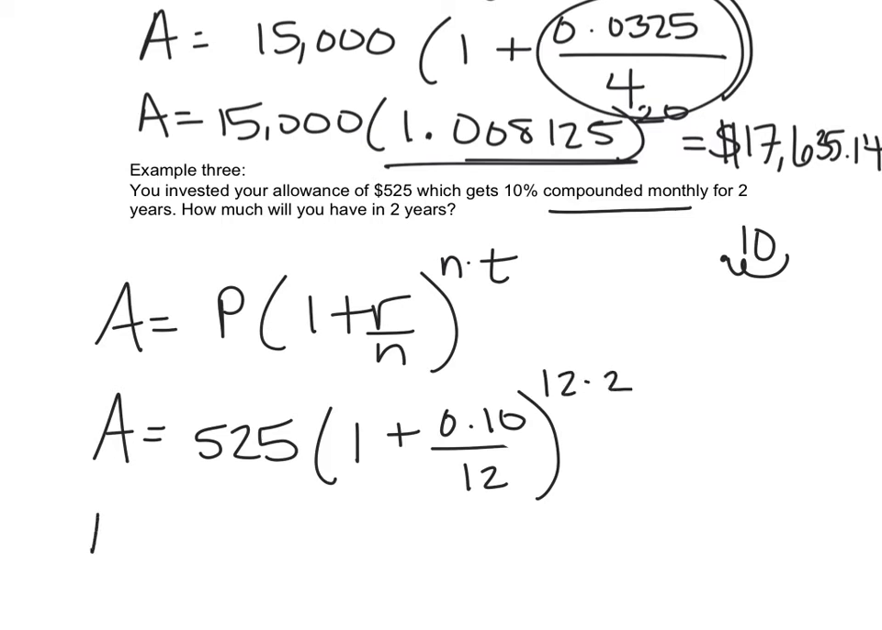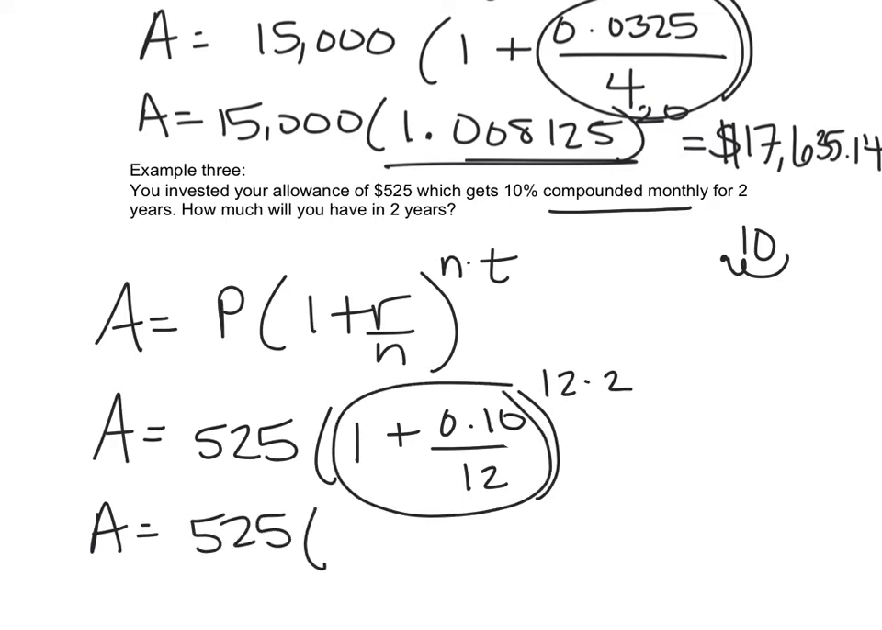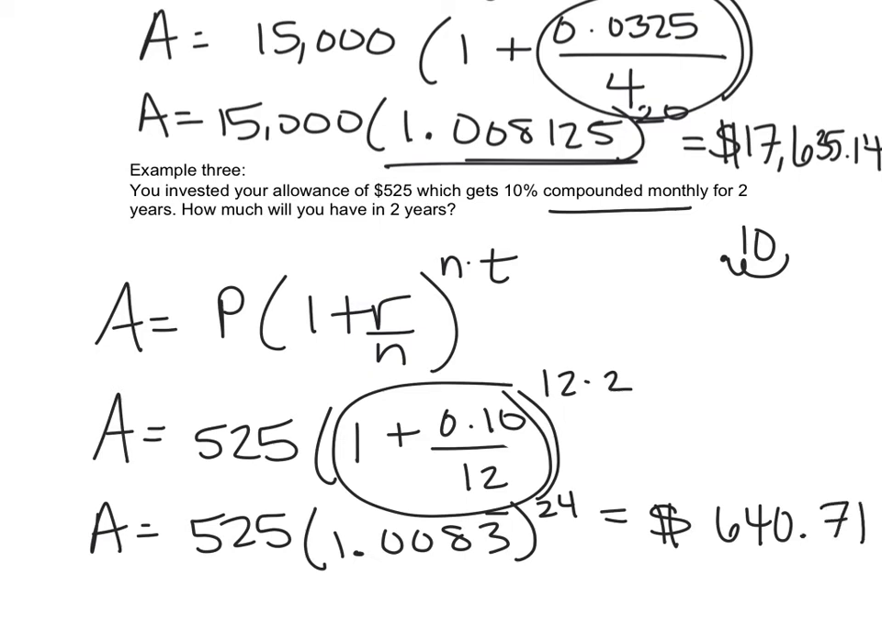So again, I'm going to rewrite this problem so that way you can see what you would plug in. When you divide 0.10 by 12 and add it to 1, you should end up getting 1.0083, and then it'll be raised to the 24th power. We're going to enter everything into your calculator, and you will end up getting $640.71. Making sure that if you're dealing with money, you round to 2 decimal places.